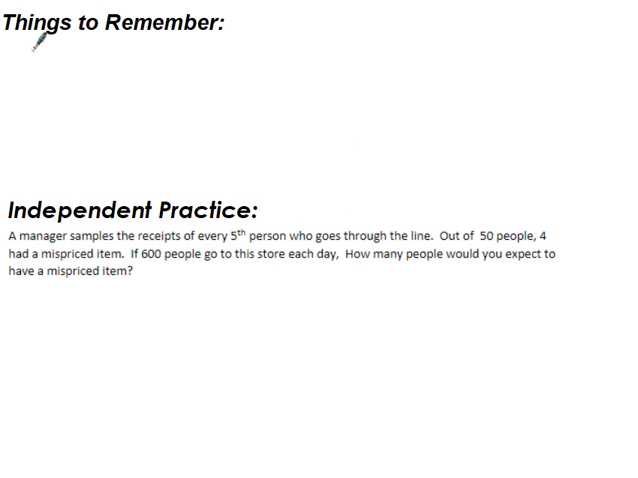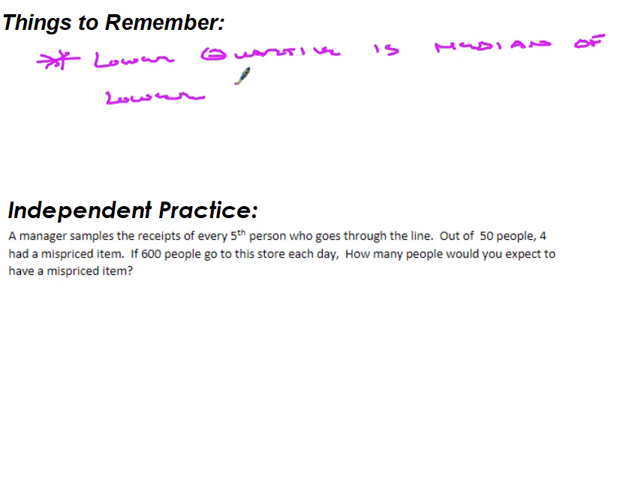That's all. So for your things to remember, lower quartile is median of lower half of data. And then I also want you to write upper quartile is median of upper half of the data. So get those two things.